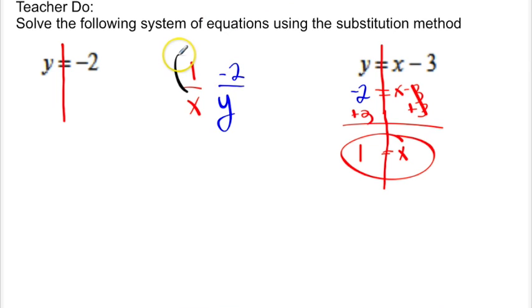Those are my two answers. One of them is kind of given to me. One of them is a freebie. I know what y equals. All I have to do is figure out what x is. Plugged it in, x equals 1.